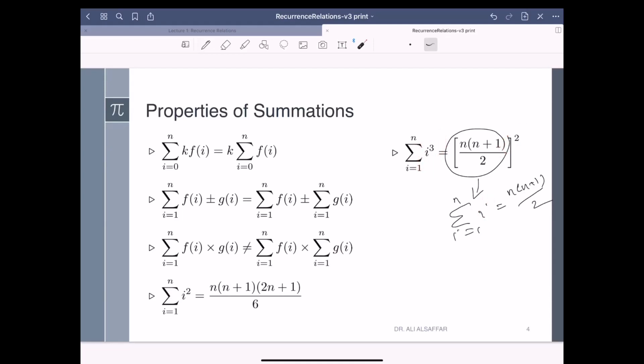By this time, we have finished today's lesson. In the next lecture or lesson, we will show you how to find solutions to recurrence relations.